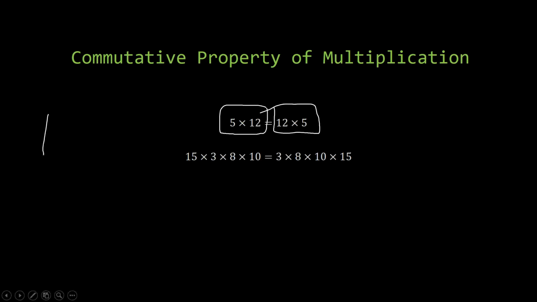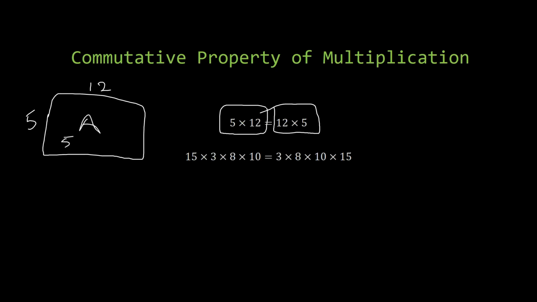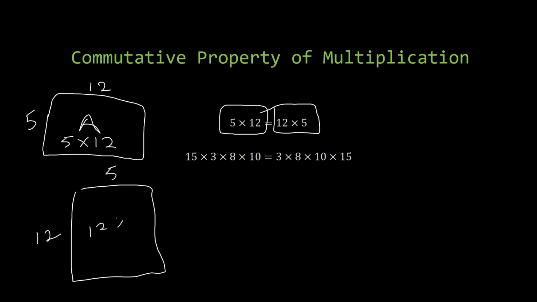And when we think of our rectangles, we can see that this is exactly the same. If I have a 12 here and I have a 5 here, the area of this rectangle, which is the 5 by the 12, is going to be the same as the area of this rectangle here, which can be 12 by the 5. And you can see right away, the commutative property for multiplication holds.